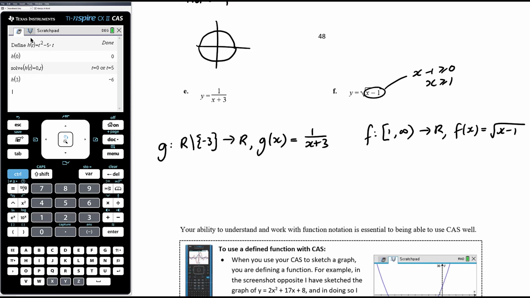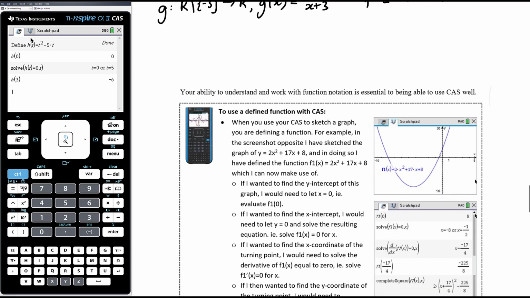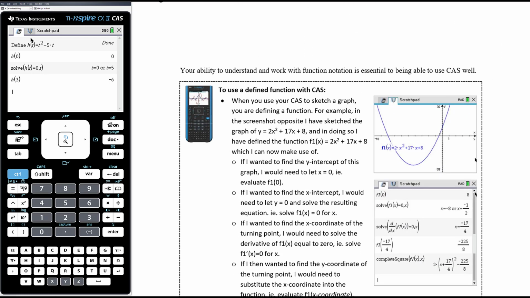Your ability to understand and work with function notation, as I've said, is essential to being able to use your CAS well. Okay, so as I did over here, we did a quick example. You might define the function in the calculator screen. Menu 1.1 is something you will do frequently in Maths Methods, which is define a function. It must be defined as a function, h of t, f of x, c of n, whatever. Okay, so it must be function notation so that you can use it.